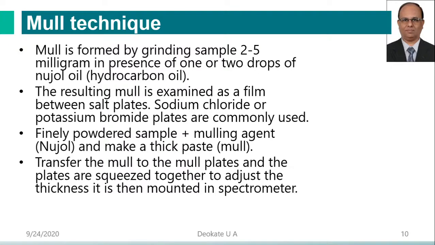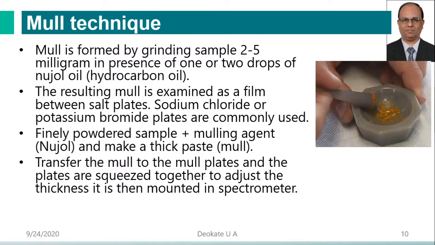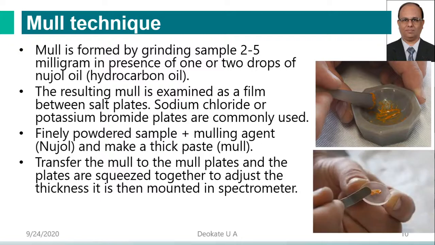The mull is transferred to a mull plate and the plates are squeezed together to adjust the thickness, and then it is mounted in a spectrophotometer. Such small mortar and pestles are used where the sample is added and mixed with the Nujol, and it is applied onto a KBr disc which is sandwiched and then used. I will show the video of this in a later part.